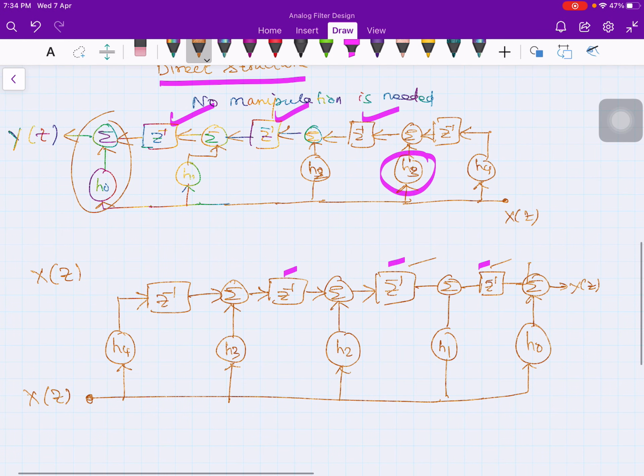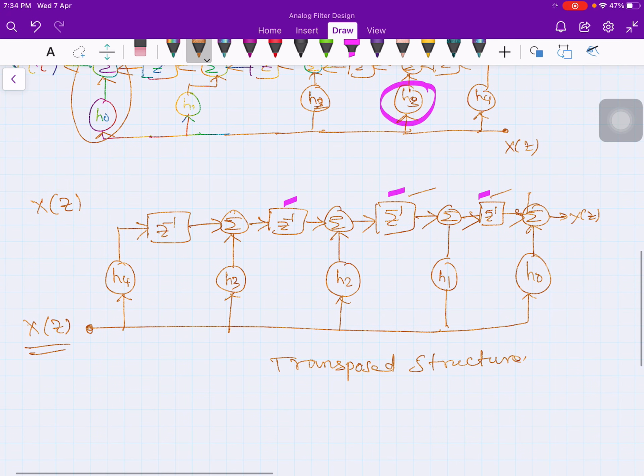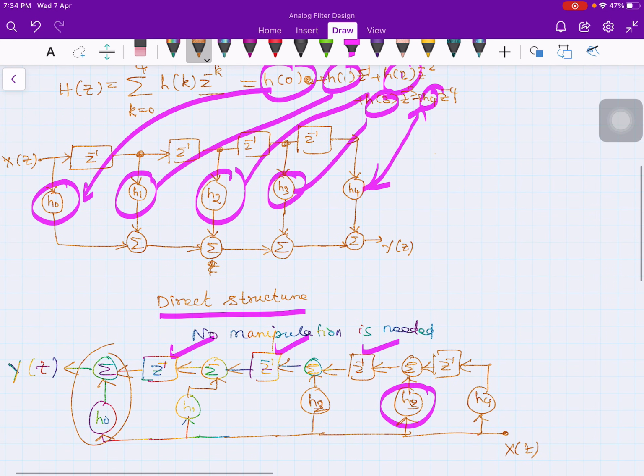X of z is here and y of z is there. Don't forget to put the arrow mark. So this is the transposed structure of the given FIR filter. Therefore the output of this summer is capital Y of z. So this is obtained by transposition of this structure.